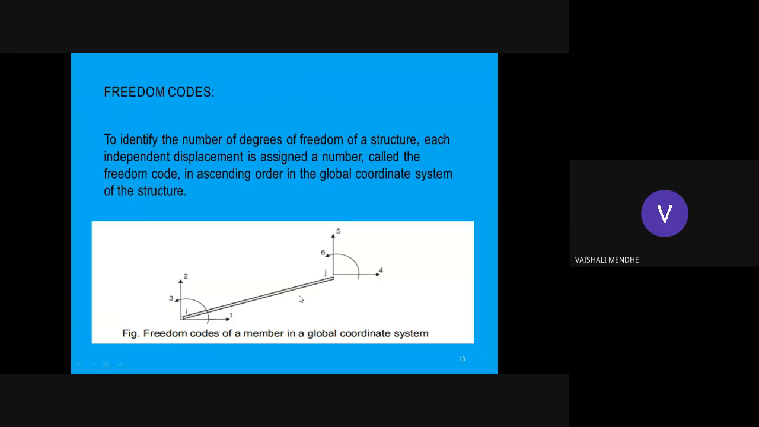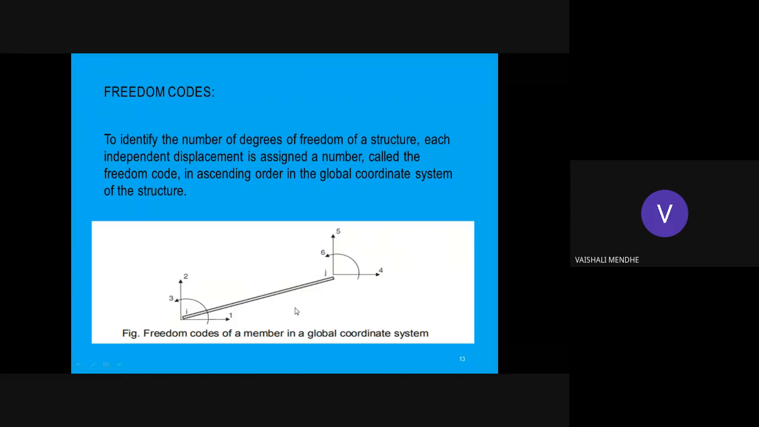Here you can see that these are the freedom codes of a member in a global coordinate system. This we have assigned in a global coordinate system. And always, when we are going to analyze any structure, we have to assign the freedom codes in ascending order in the global coordinate system. This is for every type of structure.